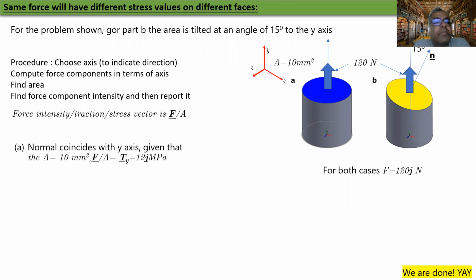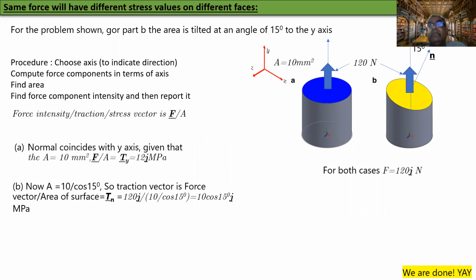Okay. So for the first problem, it's very easy. 120 newtons divided by 10 millimeters squared, because I already know the area. F over A is Ty, and there is 12J. Because force is 120 newtons, area is 10 millimeters squared. That's what it is. You got that? That's easy. Now let's look at the second case. First thing to do is area is now 10 over cos 15. Okay. So the traction vector is force divided by area. So 120J divided by 10 over cos 15. It is 12 cos 15 J MPa.